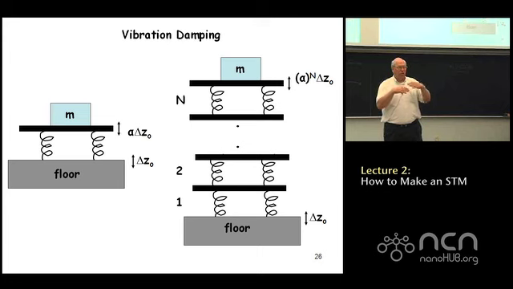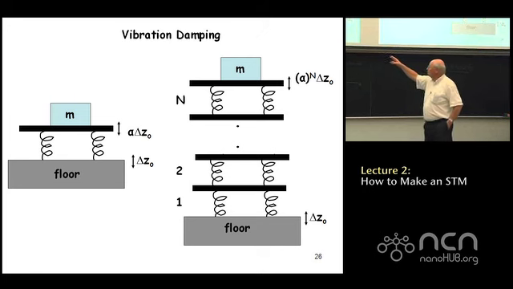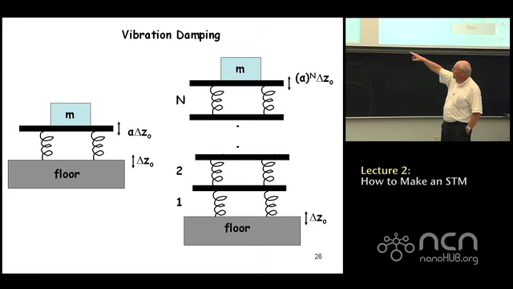The vibration control can be as simple as a sequence of springs between different stages, right? I tried to make the case here that if the floor vibrates by an amount delta Z naught, and you connect a platform to the floor, then the platform vibrations will be attenuated by a factor alpha times the vibrations of the floor, right? So that's for one stage. If you build in multiple stages of vibration, then you get an alpha to the n advantage in principle.